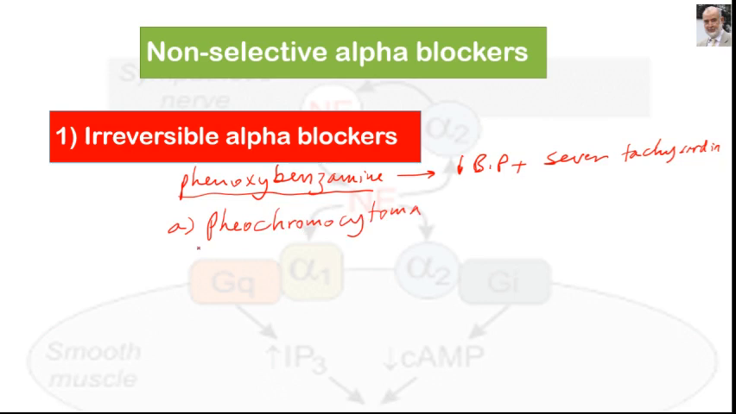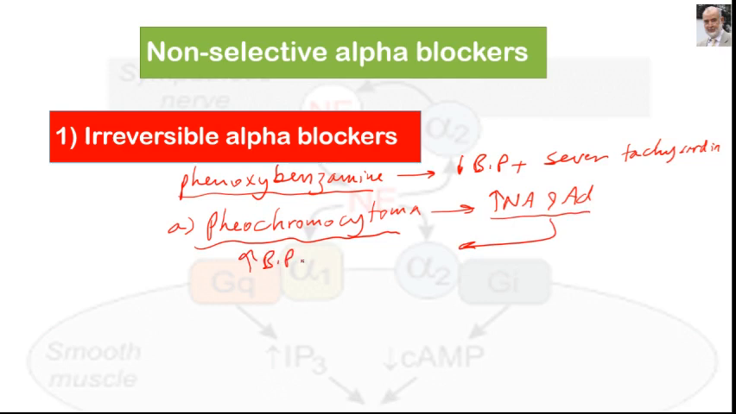Tumor of the adrenal gland will result in a huge increase of adrenaline and noradrenaline from the adrenal gland. This, of course, will produce severe increase in blood pressure plus tachycardia. In this case, usually, pheochromocytoma is surgically removed. Before any surgery of the tumor, they have to reduce the high blood pressure.